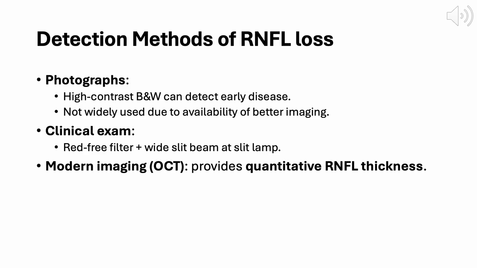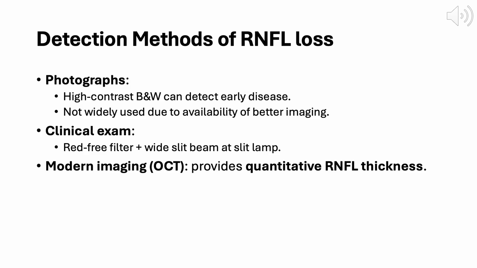There are a few key methods. Historically, high-contrast black and white photographs could reveal early RNFL loss, especially in skilled hands. However, this technique has largely fallen out of favor due to the emergence of more advanced imaging tools. Today, during a clinical exam, we rely on a red-free filter paired with a wide slit beam to highlight RNFL striations. This is still a useful tool, especially at the slit lamp or with indirect ophthalmoscopy.